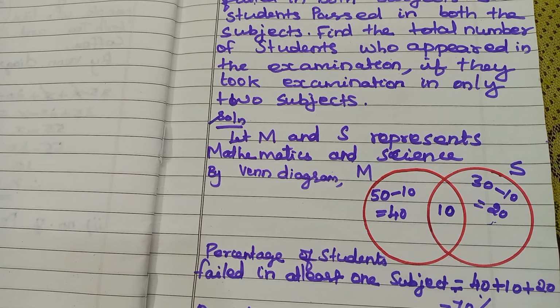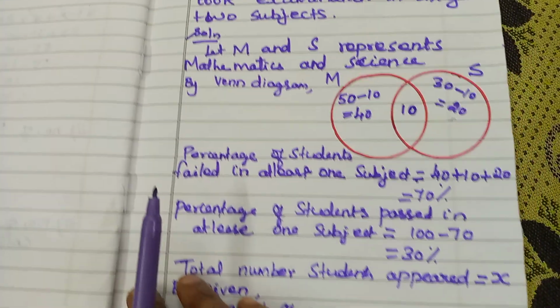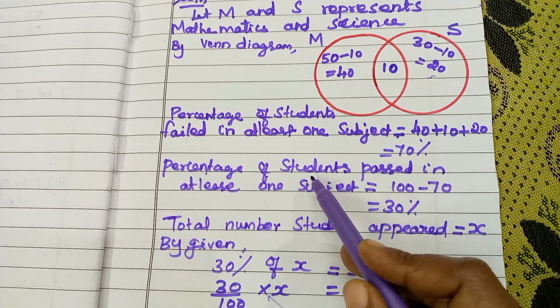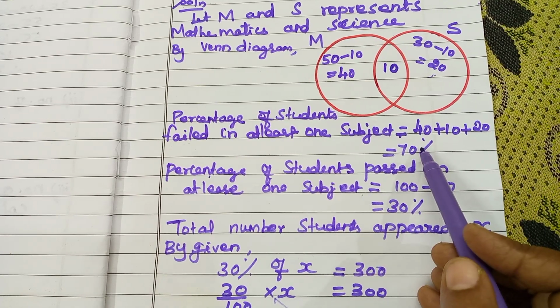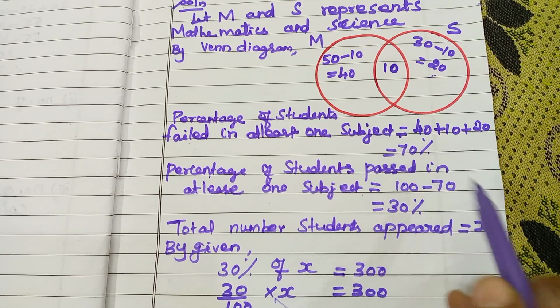First of all, for the percentage of students who failed in at least one subject, we have to add all these values. So 40 plus 10 plus 20, that is 70. We have mentioned percentage here, so we have to give the percentage symbol. Now the percentage of students who passed in at least one subject: 70% of them failed, so how much passed? The remaining passed.